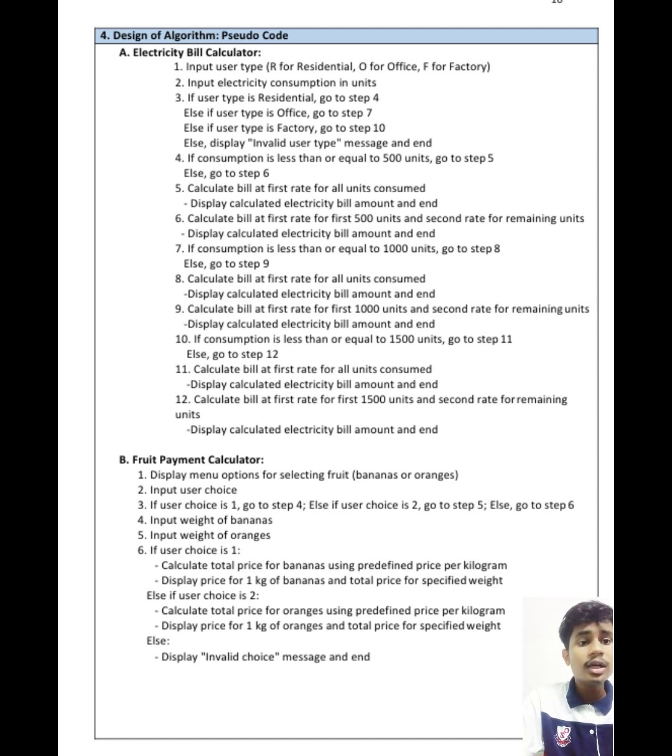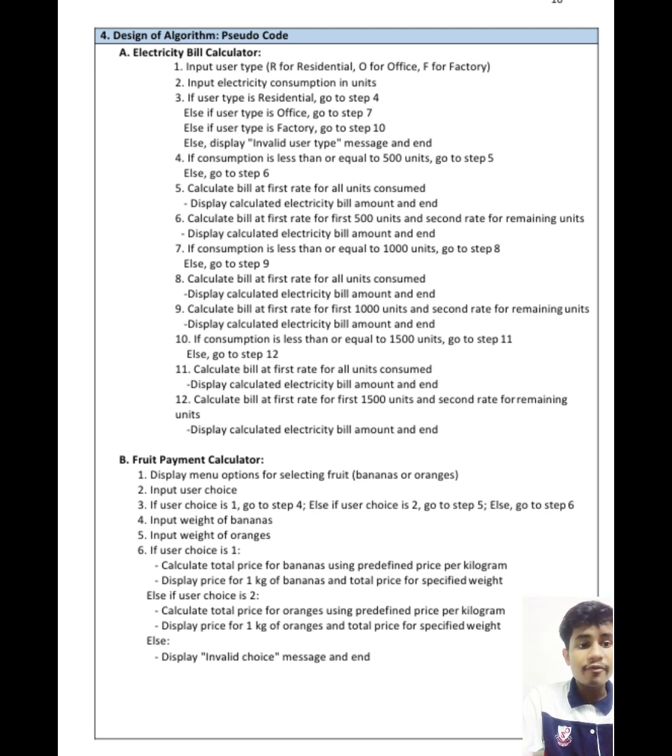Number 4, if consumption is less than or equal to 500 units, go to step 5. Else, go to step 6. Number 5, calculate bill at the first rate for all units consumed. Display calculated electricity bill amount. Number 6, calculate bill at the first rate for 500 units and second rate for remaining units. And number 7, if consumption is less than or equal to 1000 units, go to step 8. Else, go to step 9.